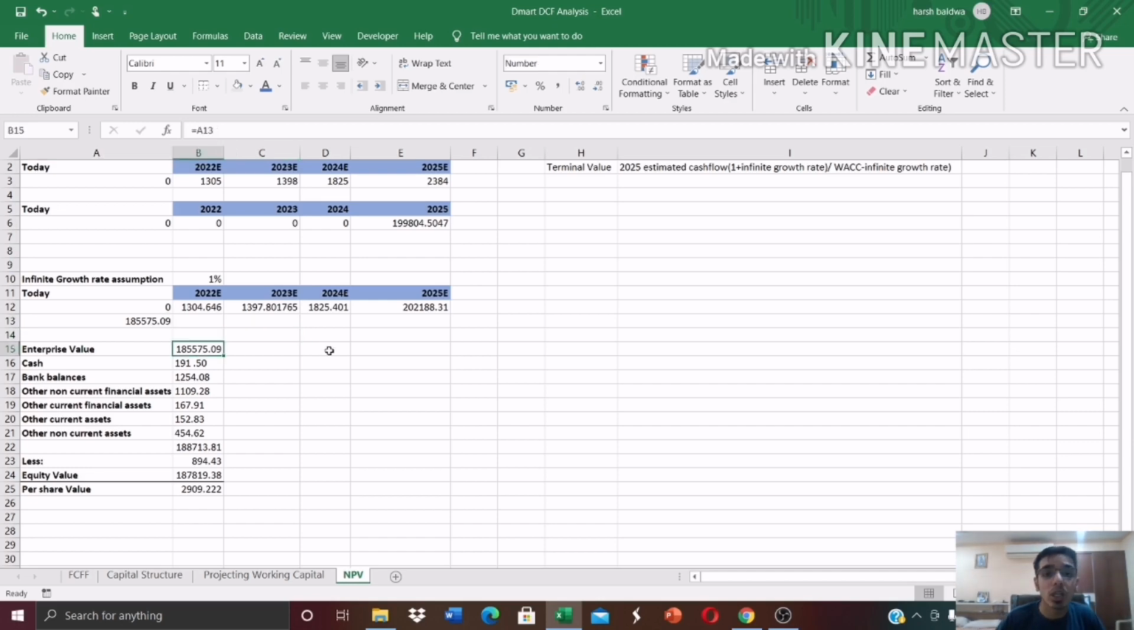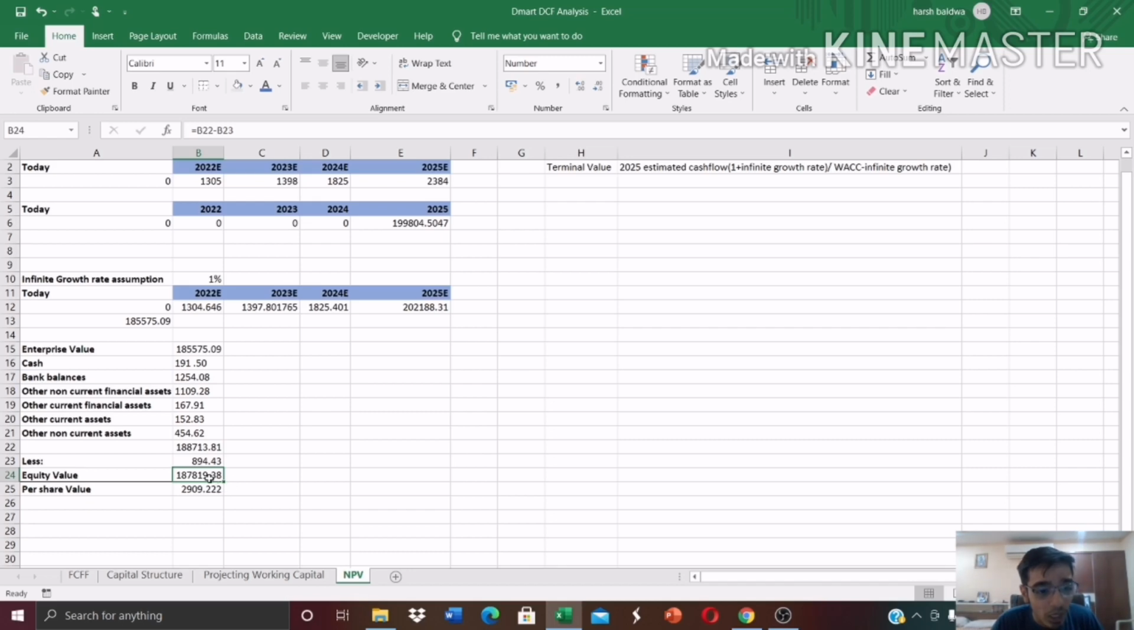Now you have to calculate the equity value from the enterprise value, right? So what is the formula for calculating equity value from enterprise value? It is nothing but enterprise value plus the non-operating assets, which includes cash, minus the total debt. So enterprise value plus cash and bank balance, which are the non-operating assets, then subtract the total debt, and you get the equity value.